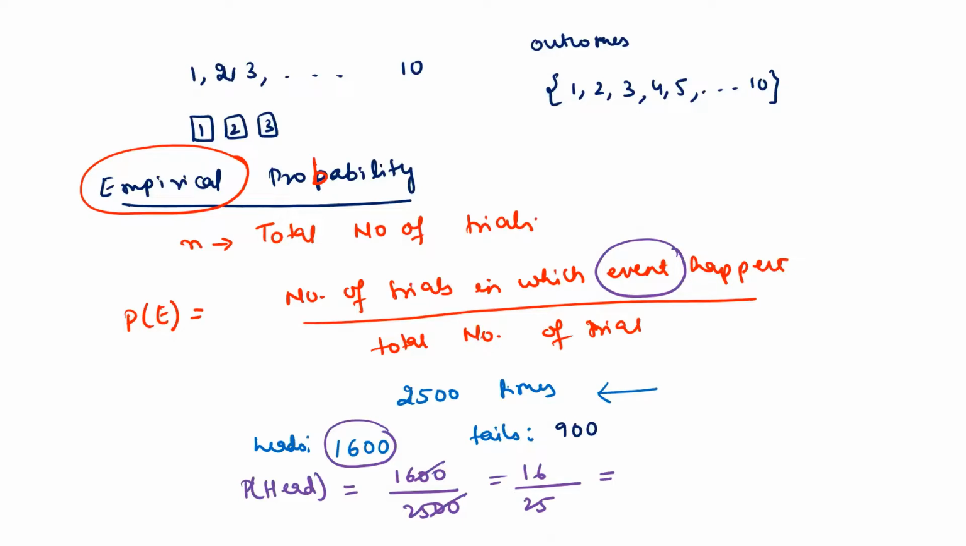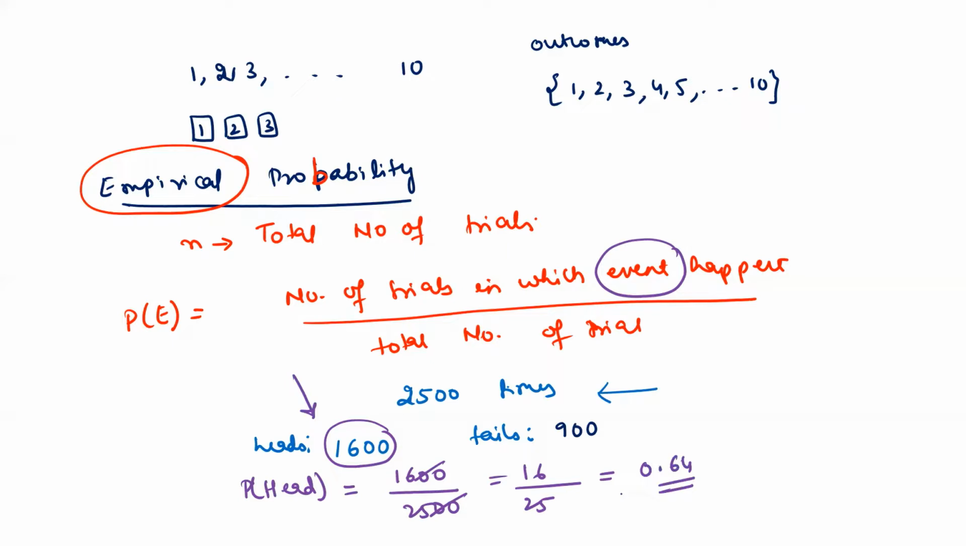Number of times heads comes up: when you toss a coin, heads has come up 1,600 times. So 1,600 by 2,500. How much is that? 0.64. Probability always has to be expressed in decimal form, and it will always be less than 1. Is it clear? Empirical probability, yes ma'am.